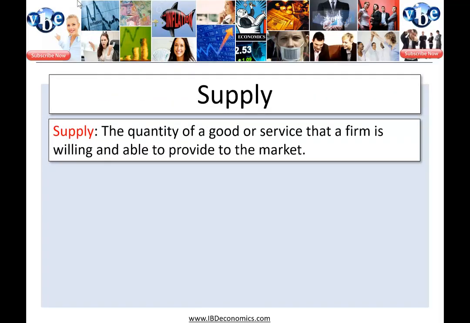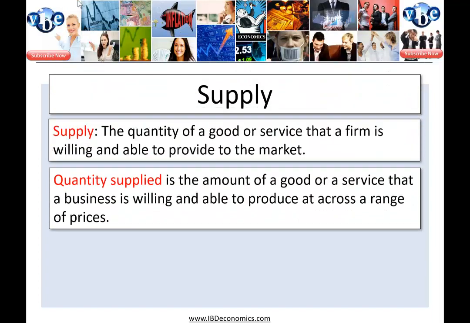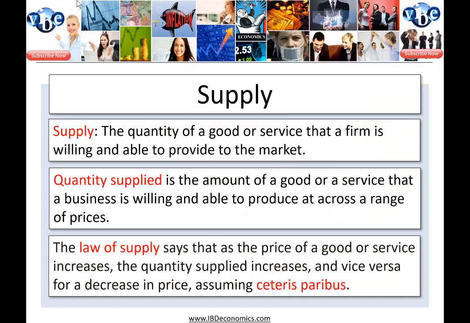Our definition for supply: the quantity of a good or service that a firm is willing and able to provide to the market. And we need to make a distinction between supply and quantity supplied. Quantity supplied is the amount of a good or a service that a business is willing and able to produce at a range of different prices.